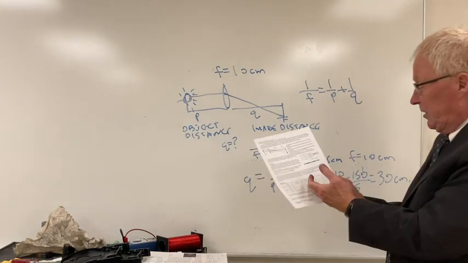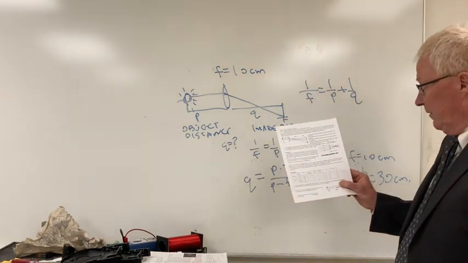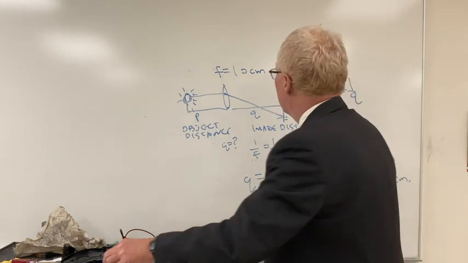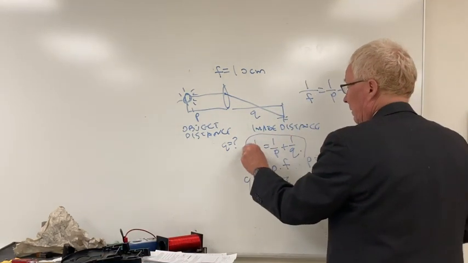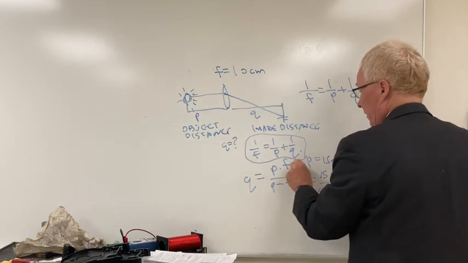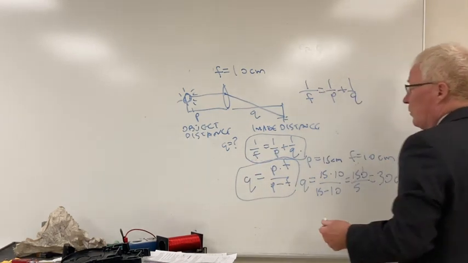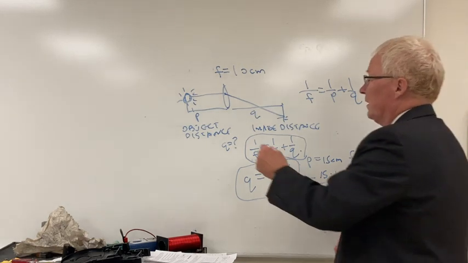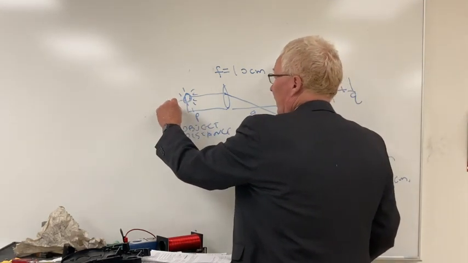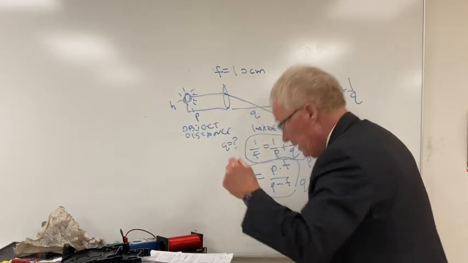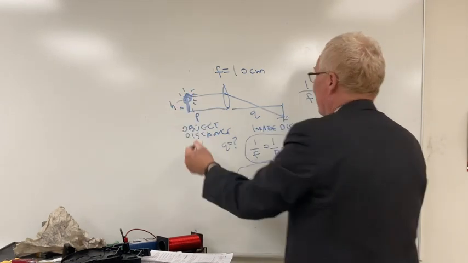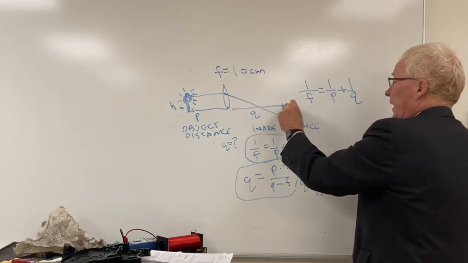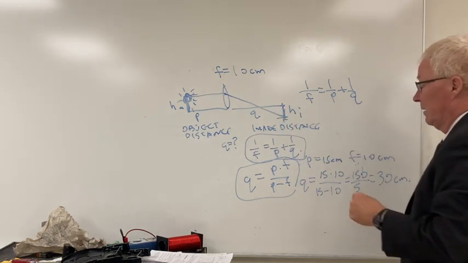So now we'll do the experiment. Now, another thing here is this is our lens formula, and this is how we calculate Q. But what's also true is we have an object height H0. So this has a certain height. The image will have a certain height.